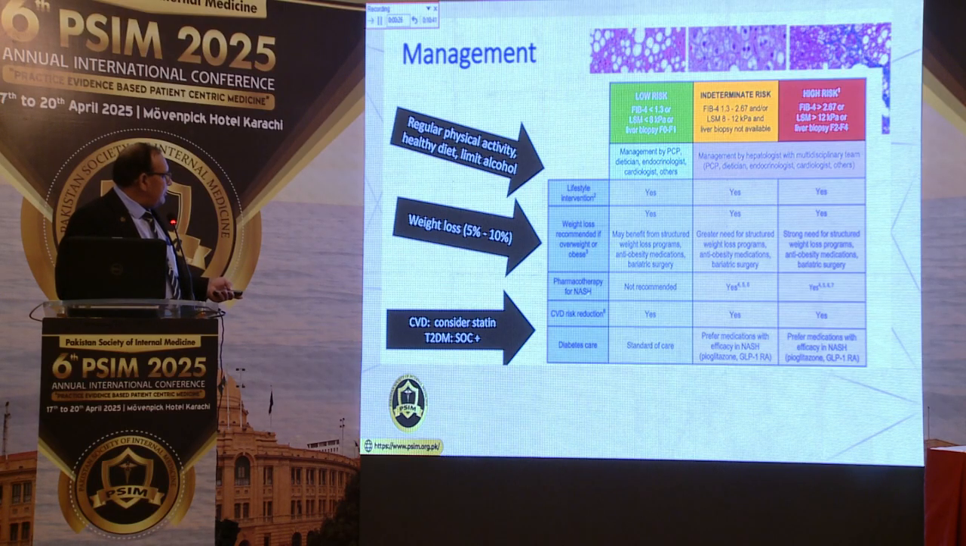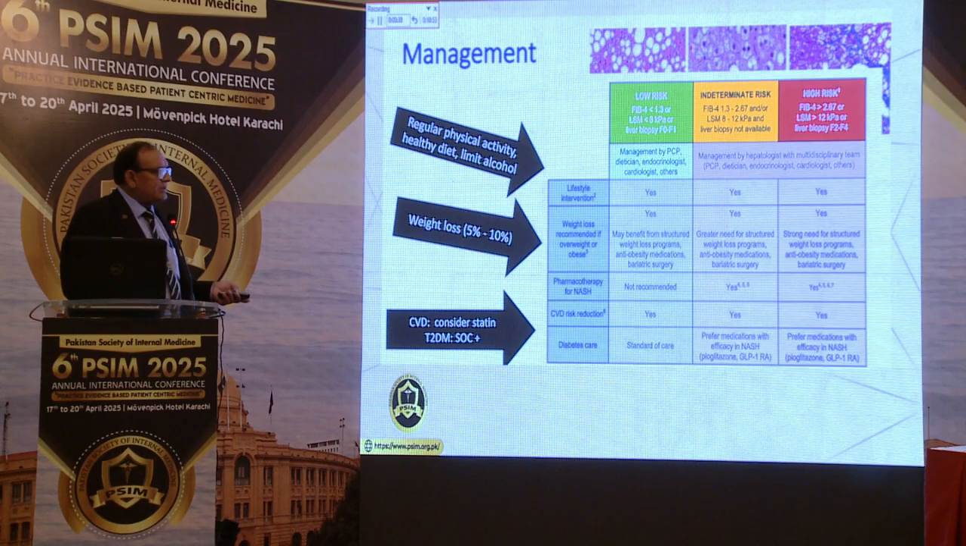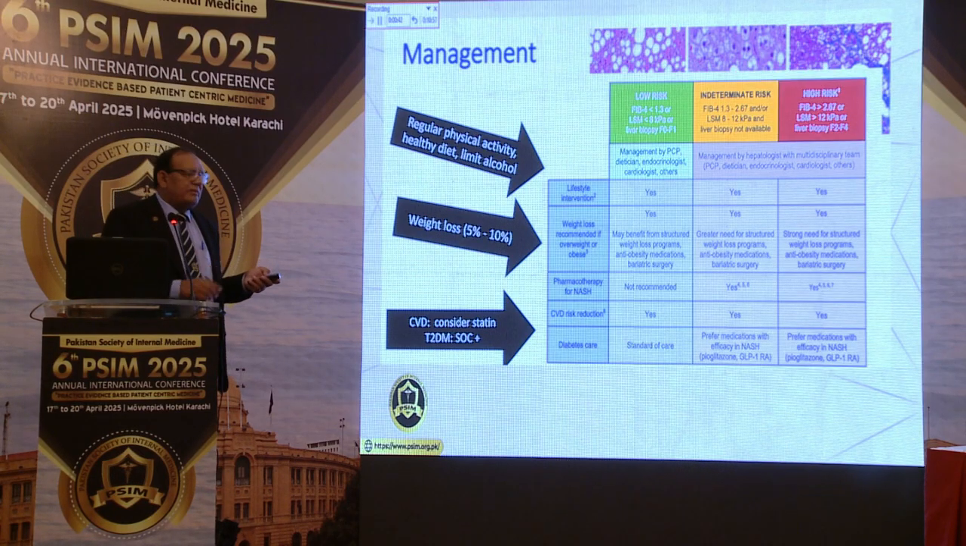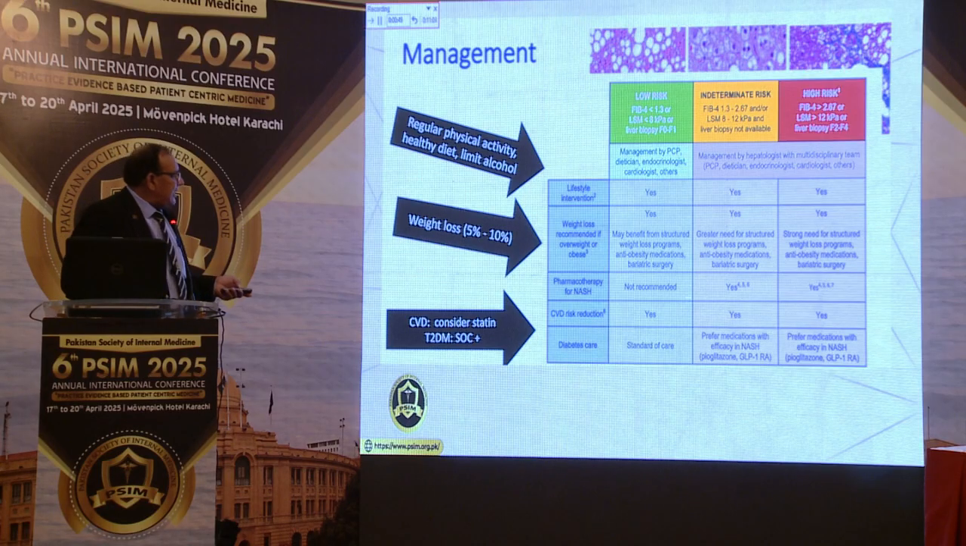And then pharmacotherapy for NASH. MAFLD, when there is inflammation in the liver, then it is called MASH. So MAFLD is when there is only fat deposition in the liver, but there is no inflammation. When there is severe inflammation, then MASH. So even pharmacotherapy for MASH is not recommended in the low risk group.